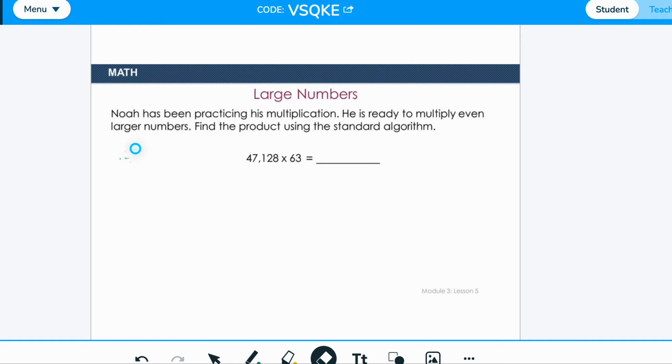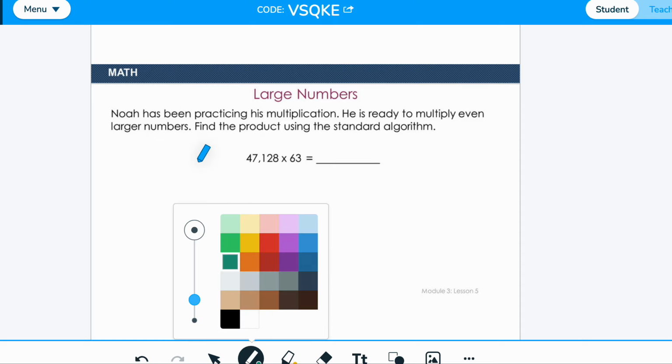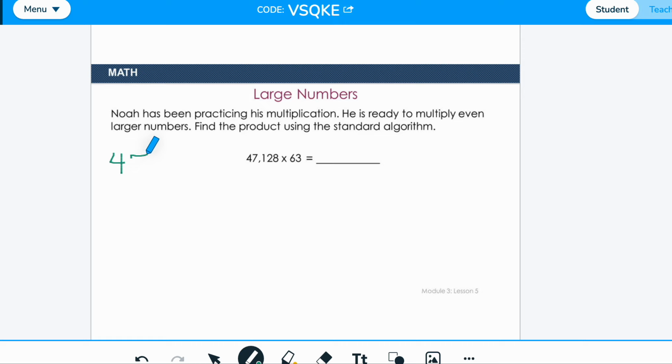We're going to start with aligning our place values. I'm going to align it how? Vertically. So I'm going to take 4,700,128. I'm going to multiply that by 63. Okay, we can do this.